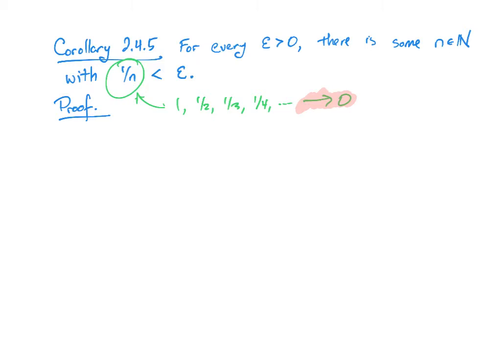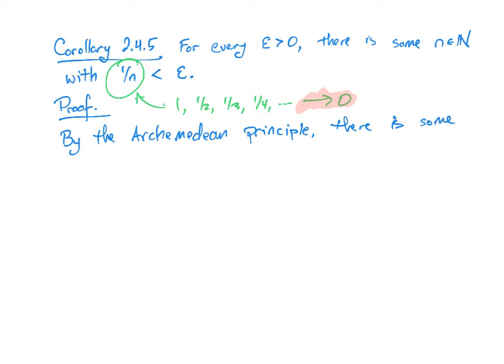By the Archimedean principle, there is some natural number n with n greater than, well, I want n to be greater than 1 over epsilon.